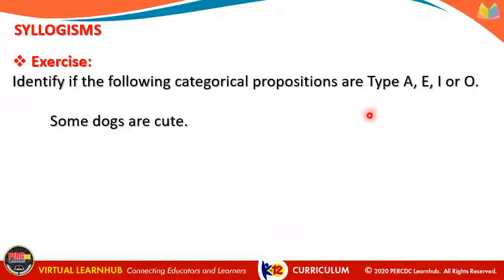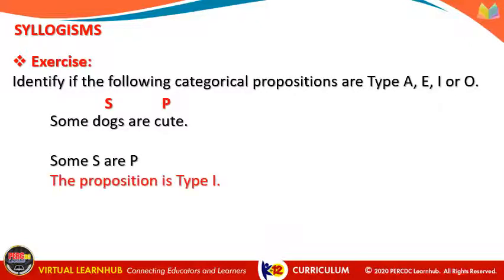Now that we have defined what the different types of categorical propositions are, let's have an exercise. For the next propositions, let us identify if the given is type A, type E, type I, or type O. Let's start with this one. Some dogs are cute. Our subject here is dogs, and the predicate is things that are cute. As we can see here, this follows the some S are P format. Thus, what we have is a type I proposition.